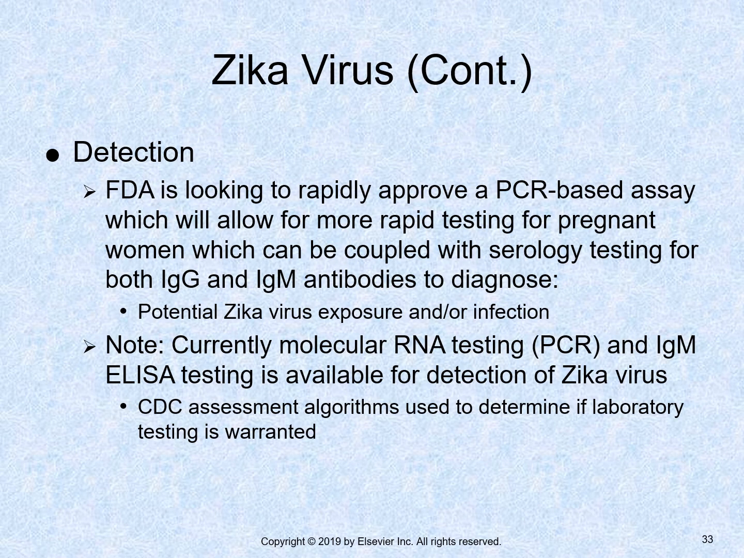The FDA has looked to rapidly approve PCR-based assays to allow for rapid testing for pregnant women, which can be coupled with serology testing for both IgG and IgM antibodies. This helps in diagnosing potential Zika virus exposure or infection. Of note, currently, molecular RNA testing and IgM ELISA testing is available for detection of Zika virus. The CDC has issued assessment algorithms used to determine if the laboratory testing is warranted.